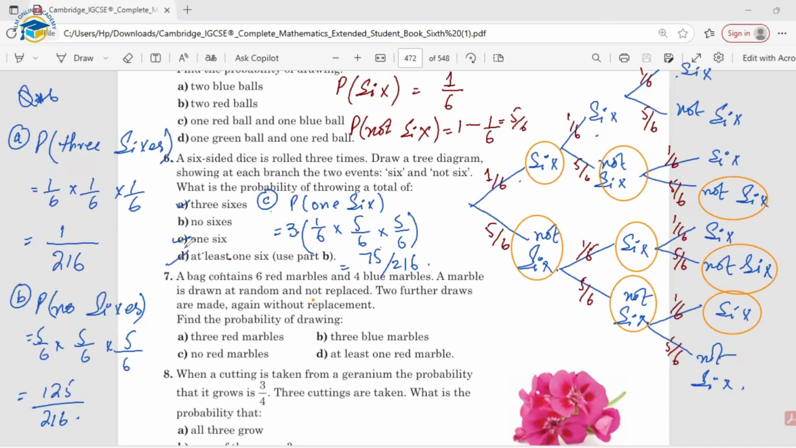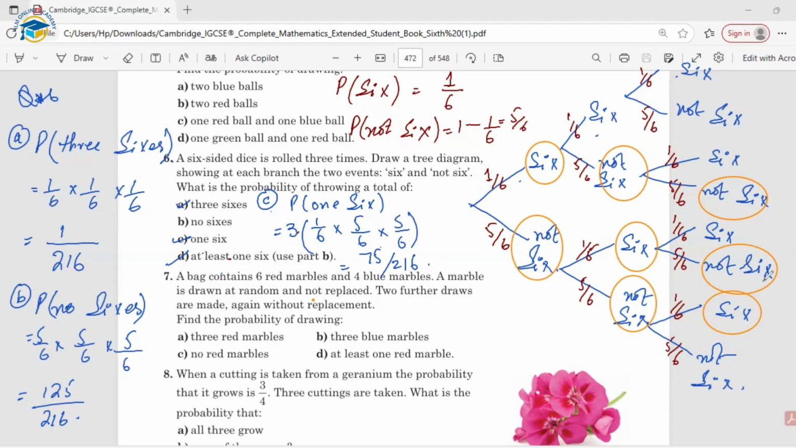Next, moving towards the D part, and in this D part, they're asking at least one 6, use part B. Yeah, this is very important. Mostly they gave the concept like this in the past papers as well, I've seen. If they're just asking us to find the probability of at least one 6, you can check in B part, we got the probability of no sixes. No sixes probability was this last one where we were having all not sixes. If I subtract that, you can check the rest all are having at least one 6. Just this branch is having no 6.